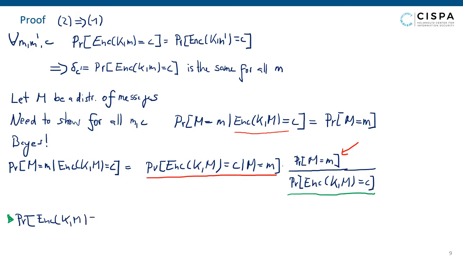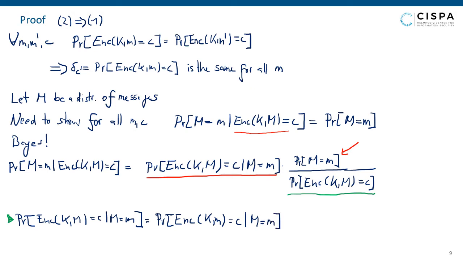km equals c, given that m equals m. Well, we know that when we condition on capital M being lowercase m, we can substitute capital M here for lowercase m. So this is the probability that enc k lowercase m equals c, given that M equals m.